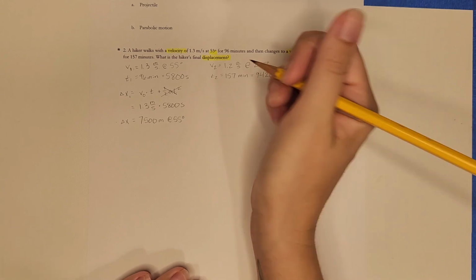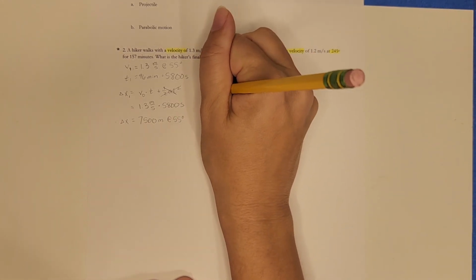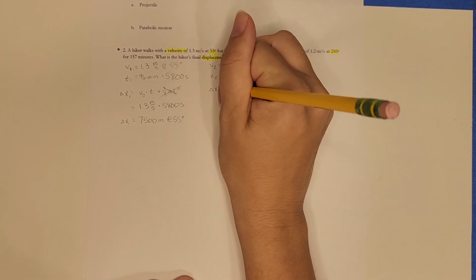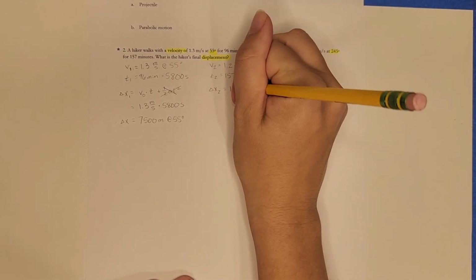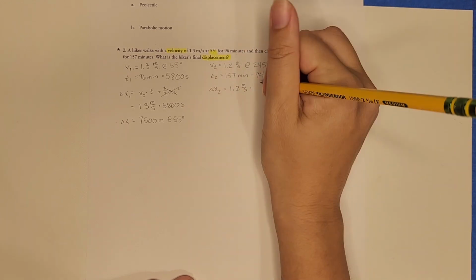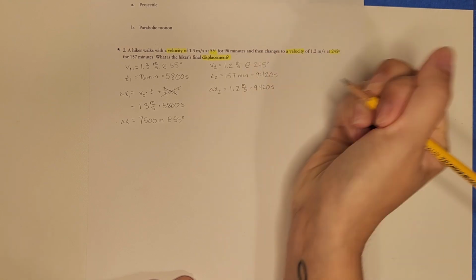Now I'm going to do the same thing for my second quantity. So my displacement, delta x2, is 1.2 meters per second, my velocity, times the time, 9,420 seconds.